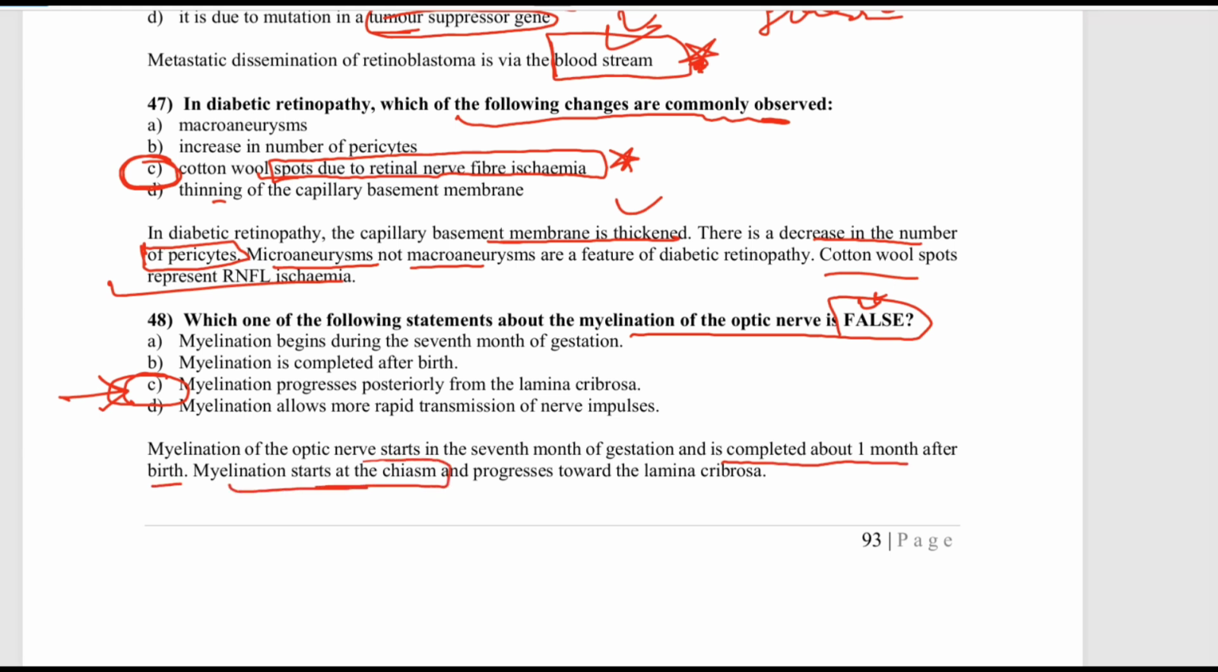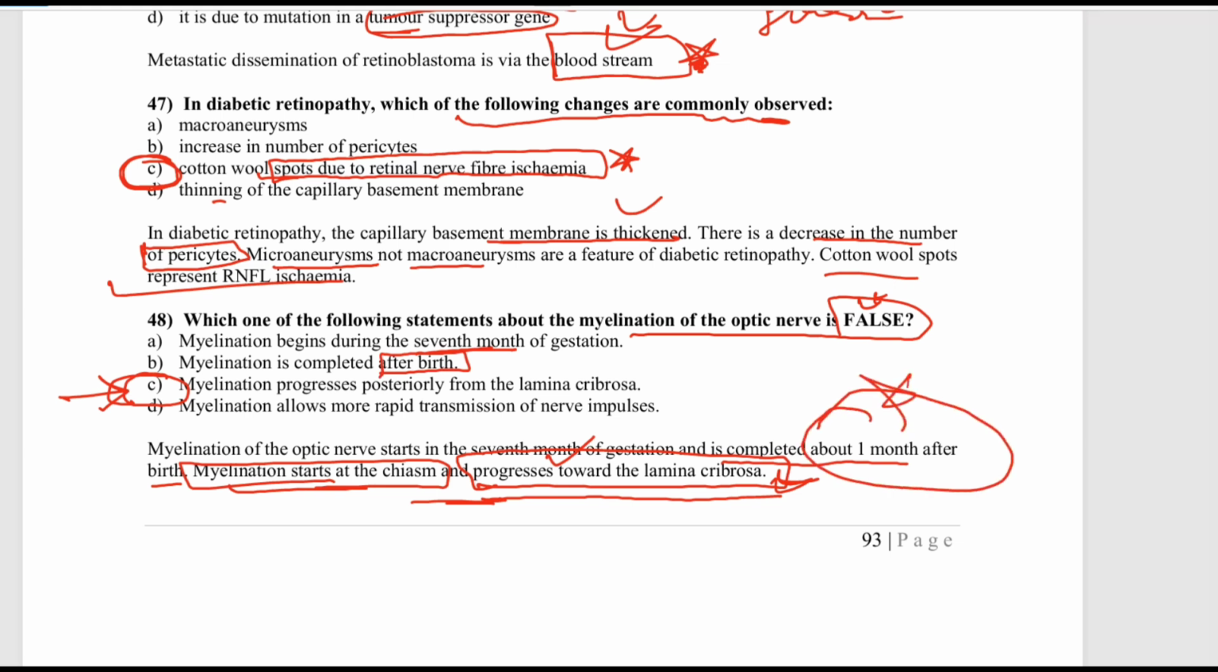Myelination starts at the chiasm and progresses towards the lamina cribrosa. It does not go posteriorly from the lamina cribrosa. It grows towards the lamina cribrosa. A very important point. So it is very important that it begins during the 7th month and completes after birth, about 1 month after birth. Okay, very important. And correlate this question with MCQ 41.